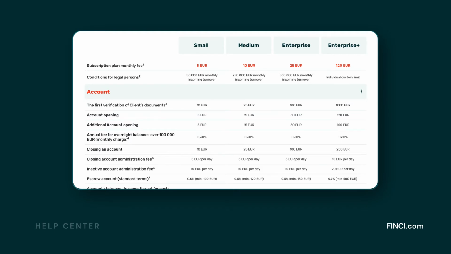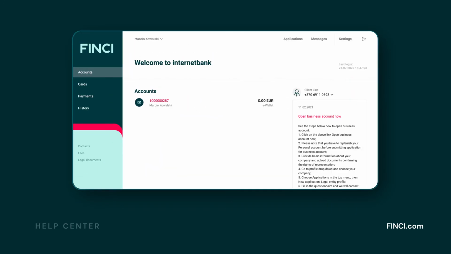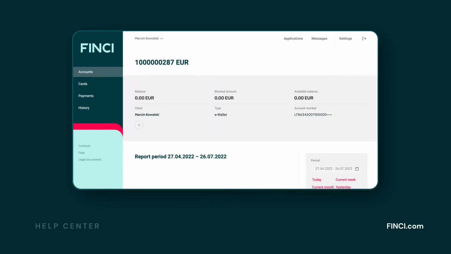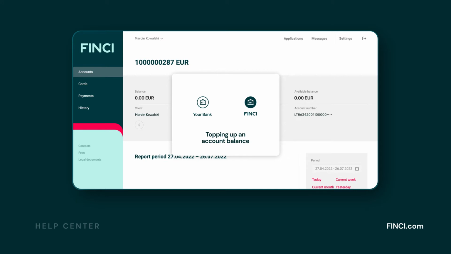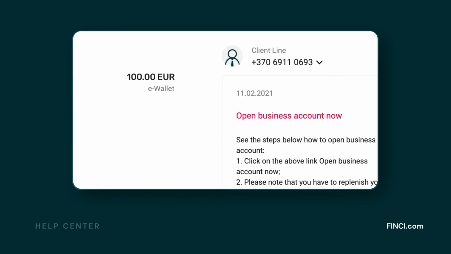Go back to your personal account homepage. To find out your personal IBAN account details, click here. This is your IBAN account number. Now, make a bank transfer to your new account with sufficient funds to cover the document verification fee. Once you've succeeded with topping up your FINCI personal account, you can continue opening a business account by clicking here.